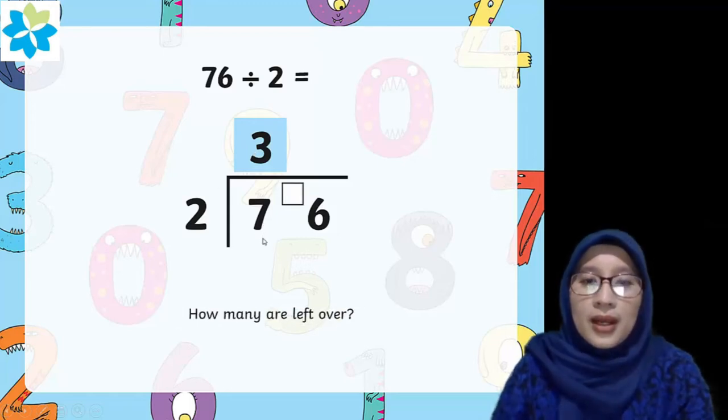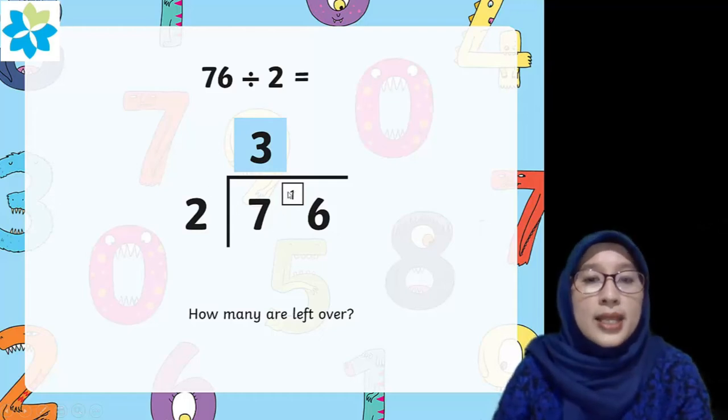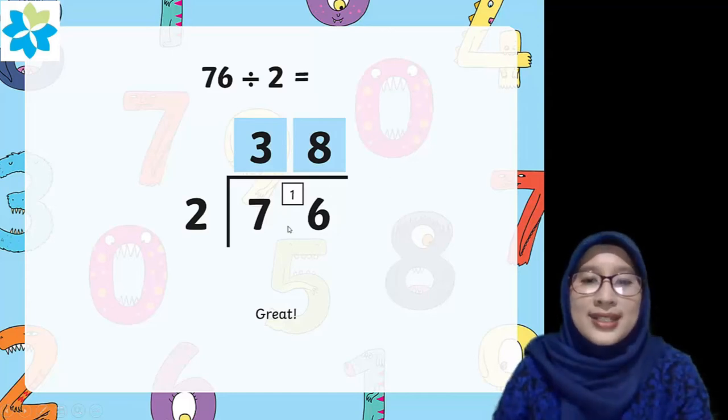And then, when we get 6, we have 1 for the rest of the counting here. Karena 3 kali 2 adalah 6, sedangkan di sini ada 7, maka masih ada sisa 1 di sini. Satunya kita letakkan di antaranya untuk kita gabungkan dengan digit berikutnya. Okay, let's put 1 into the 6, and we get 16, right? Then 16 divided by 2. How many 2s are there in 16? Of course, it is 8, because 8 times 2 equals 16.